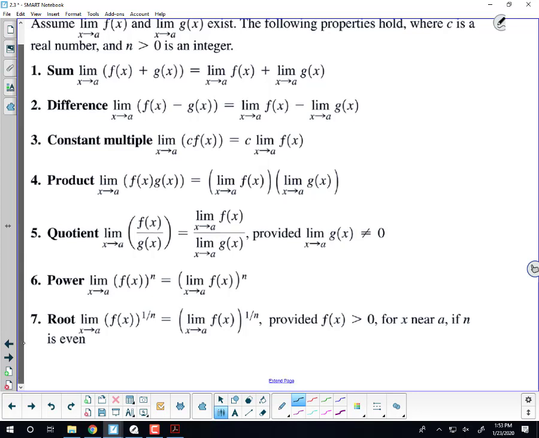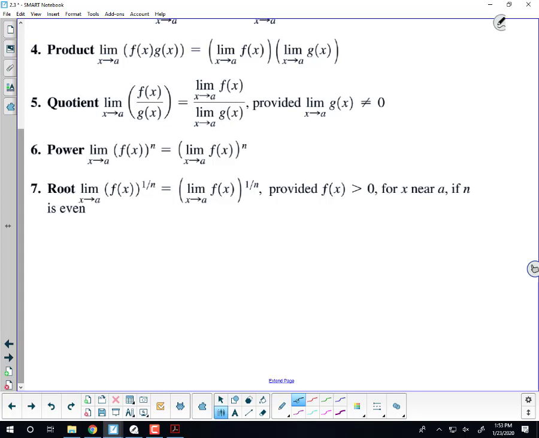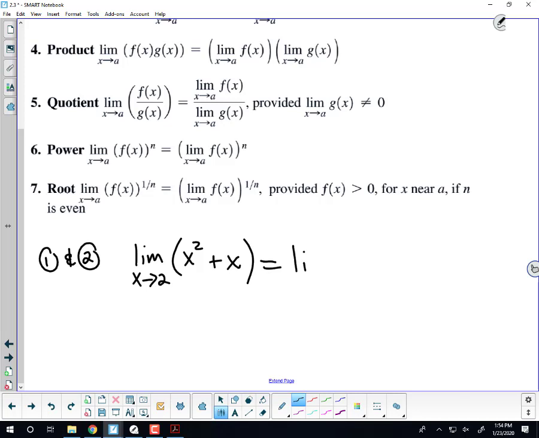I'll just go directly into illustrating these with a specific example. So like the limit as x approaches 2 on, let's just do x squared plus x. What we could say is that that's the same thing as computing the limit as x approaches 2 on x squared plus the limit as x approaches 2 on x.